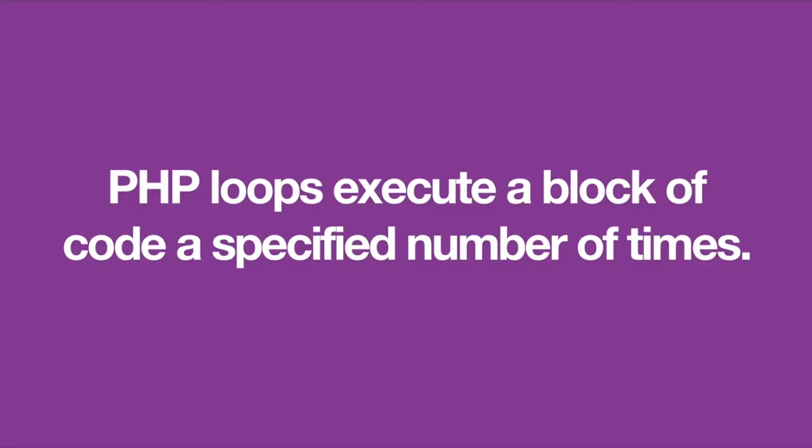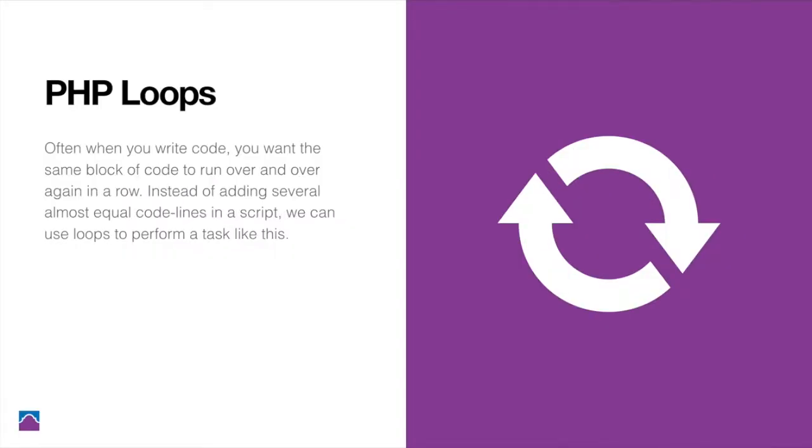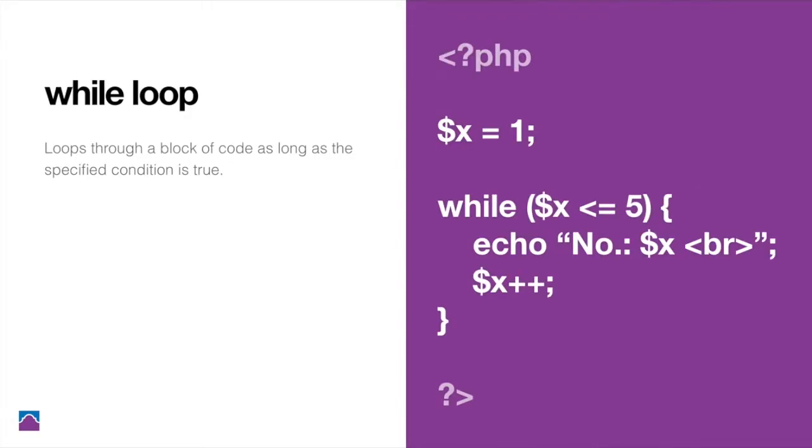And so basically, PHP loops execute a block of code a specified number of times. So you have a block of code that you just want to run every single time. And oftentimes when you write code, you want the same block of code to run over and over again in a row instead of adding several almost equal code lines in a script. We can use loops to perform a task like this.